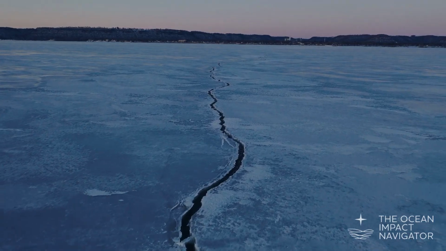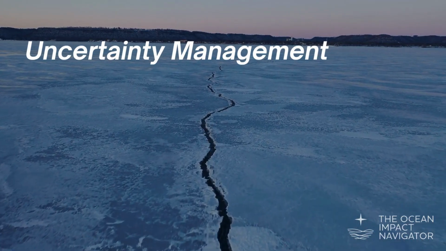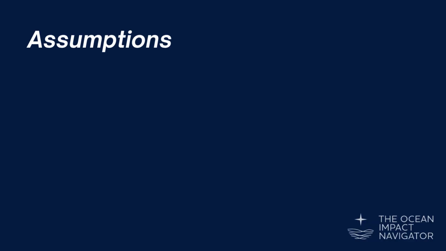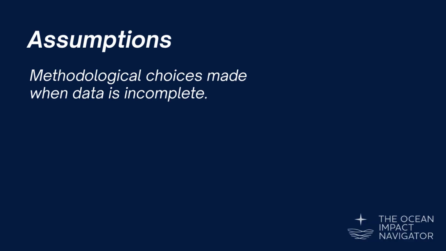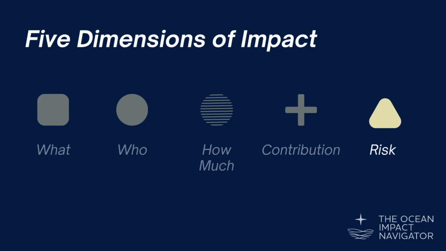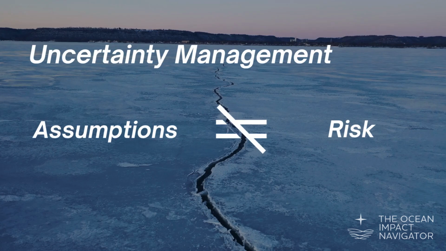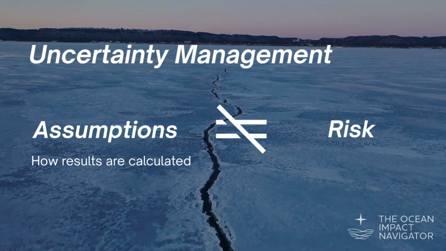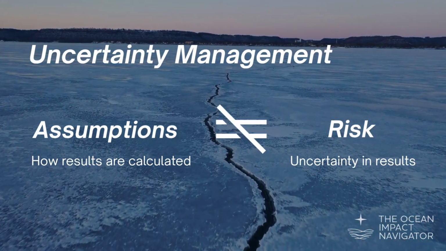Second, it is important to deal with structured uncertainty management, distinguishing assumptions from risk. Assumptions are methodological choices made when data is incomplete. They are part of the model. Risk, within the 5 dimensions of impact, refers to the probability that actual outcomes differ from expected outcomes. Assumptions are about how results are calculated. Risk is about uncertainty in results.